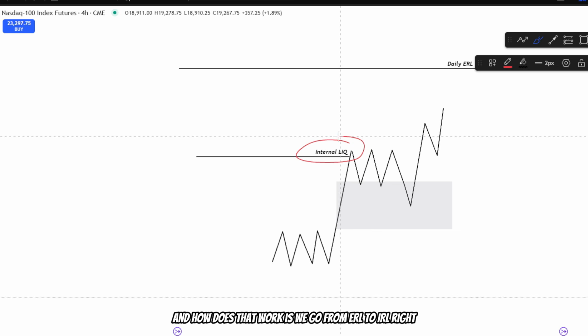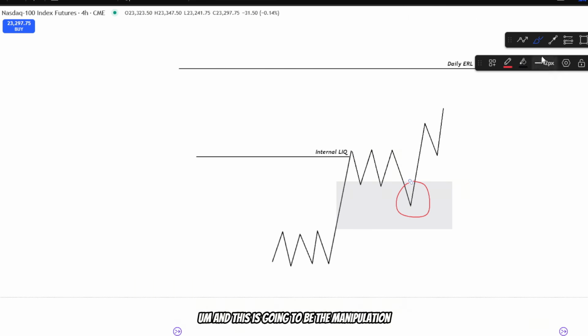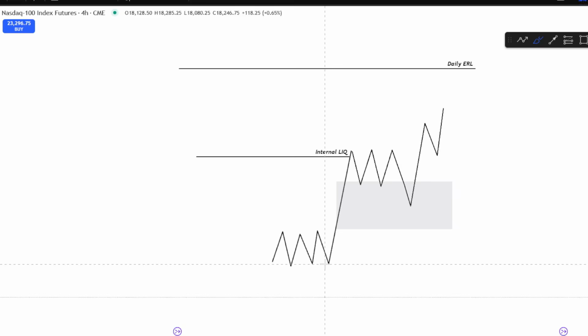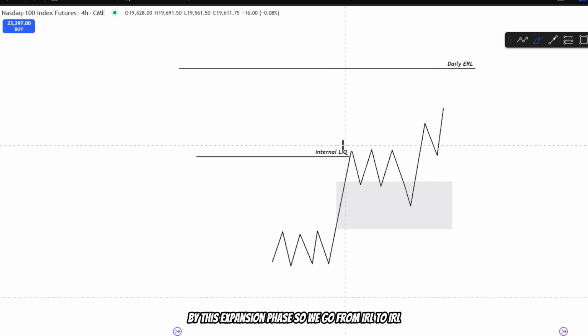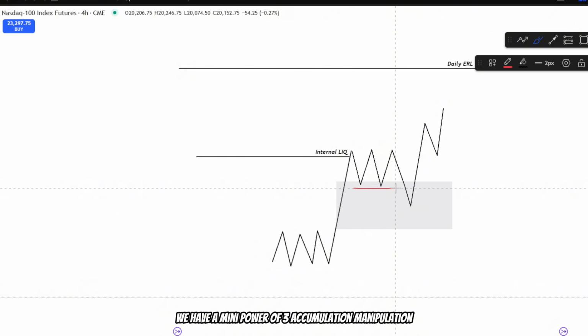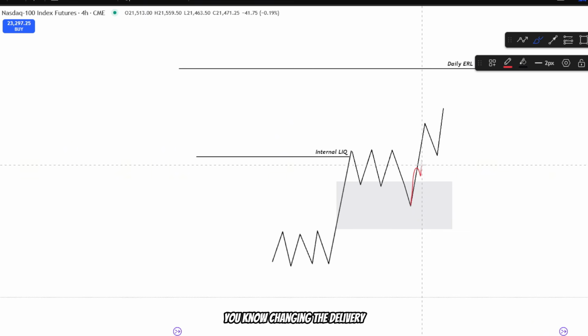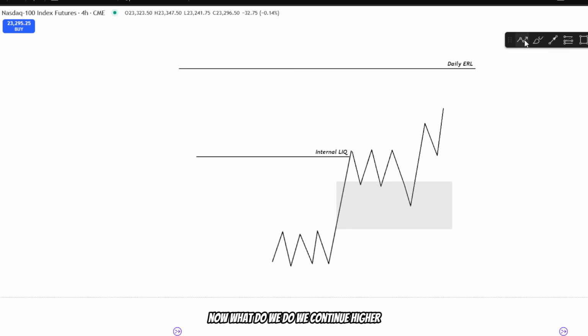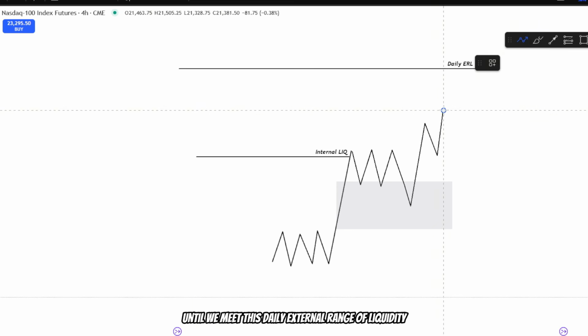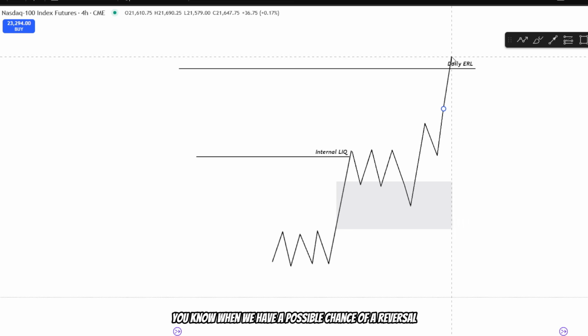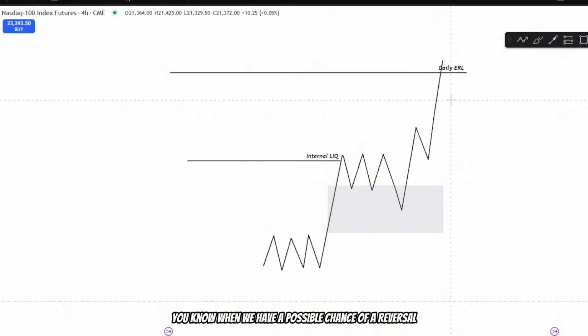And how does that work? We go from ERL to IRL. This is going to be the manipulation of this little leg, and we're going to tap into the 15-minute fair value gap that has been left by this expansion phase. So we go from ERL to IRL. We have a mini power of 3: accumulation, manipulation. We have a lower time frame SMT, changing the state of delivery, and then we continue higher until we meet this daily external range of liquidity, and that's when we have a possible chance of a reversal.